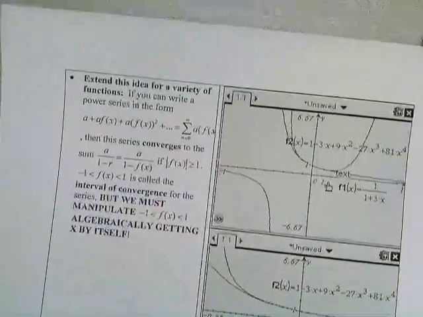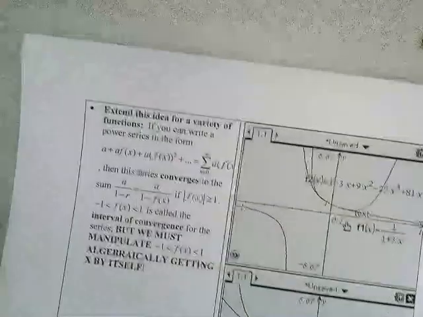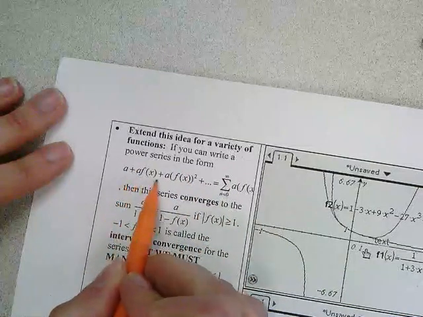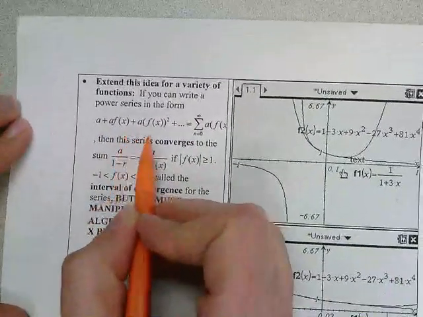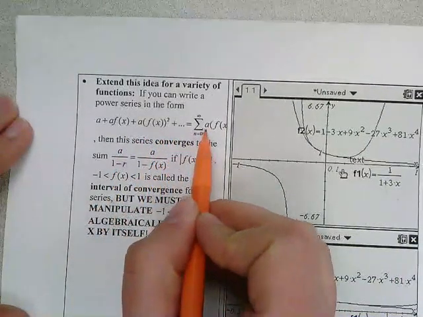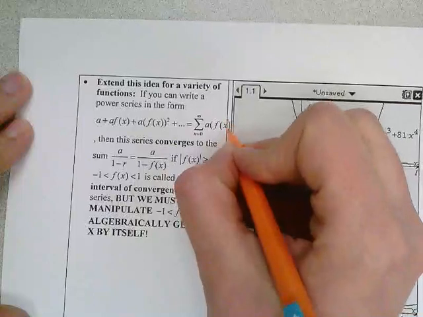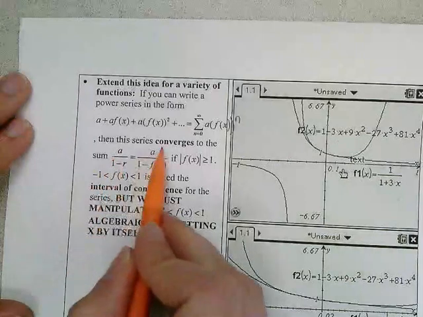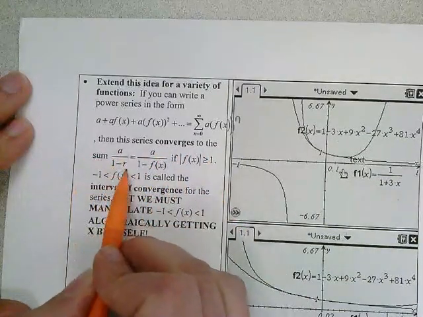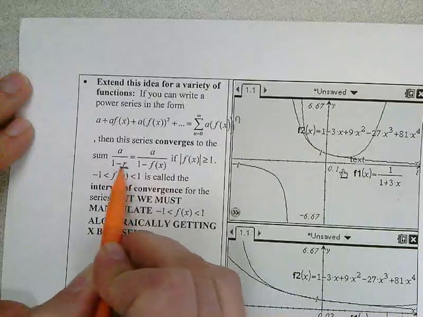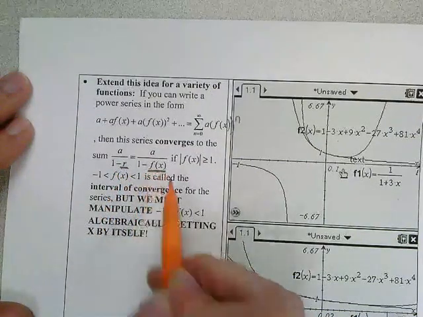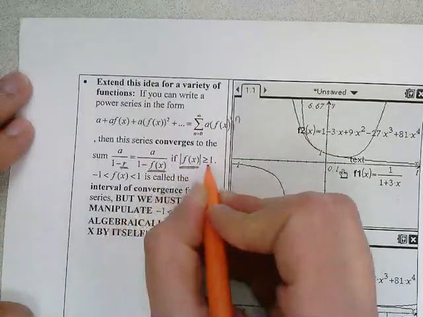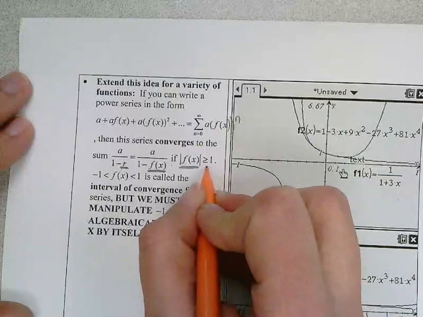All right, second page. Extend this idea for a variety of functions. So if we write a power series in this form, a plus a times f of x plus a times f of x squared, we end up with a times f of x. Then this series converges to the sum a over 1 minus r, by replacing that r with whatever our f of x is. But this can only happen if the absolute value of f of x is less than 1.